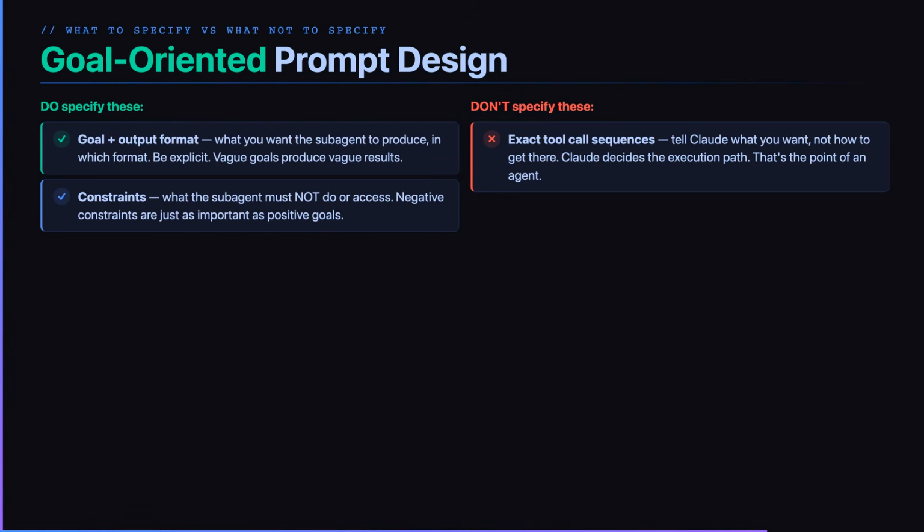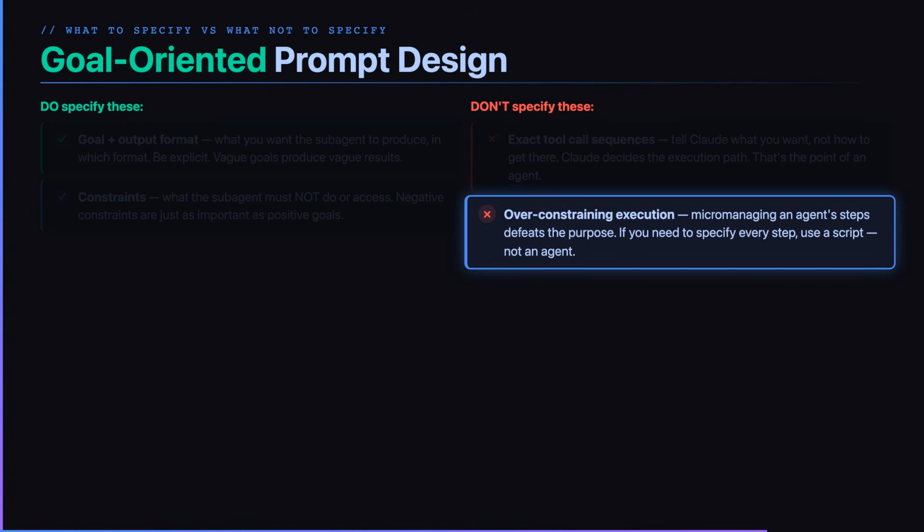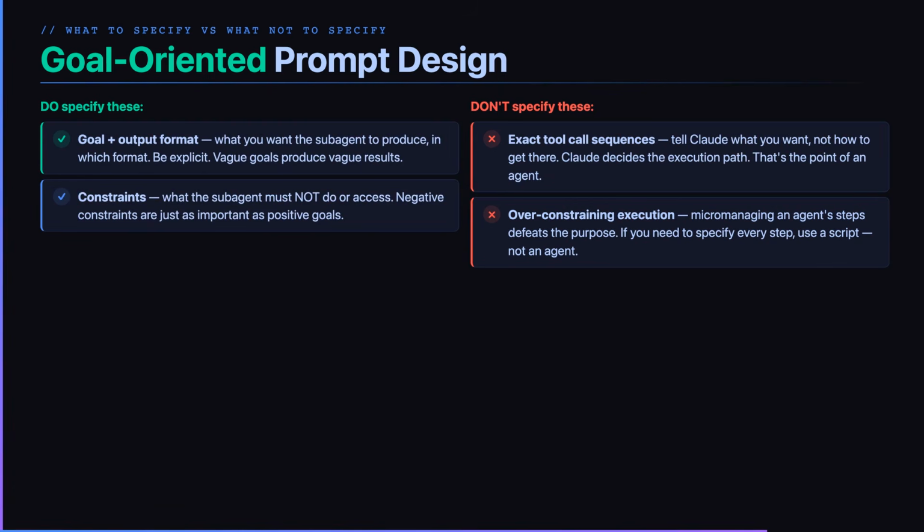Don't specify exact tool call sequences. You tell Claude what you want, not how to get there. Claude decides the execution path. That's the whole point of using an agent. Don't over-constrain. Micromanaging an agent's execution defeats the purpose of using one. Give it room to reason. If you need to specify every step, use a script, not an agent.